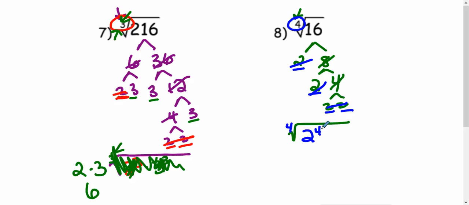Now, does my exponent match my index? Yes. So I can take what outside? Take the 2, the base, outside. It cancels. Is there anything left? No. So what's my final answer? 2. Perfect.